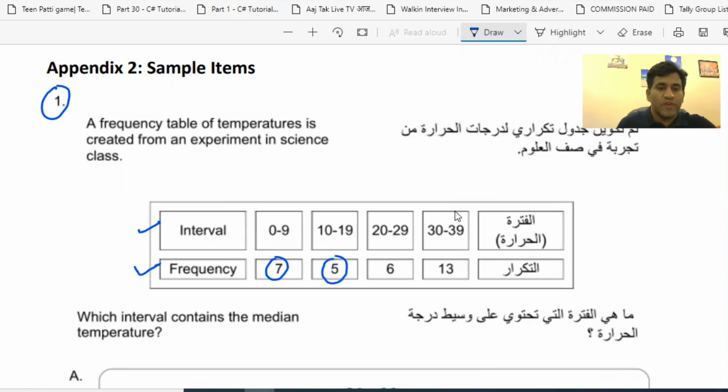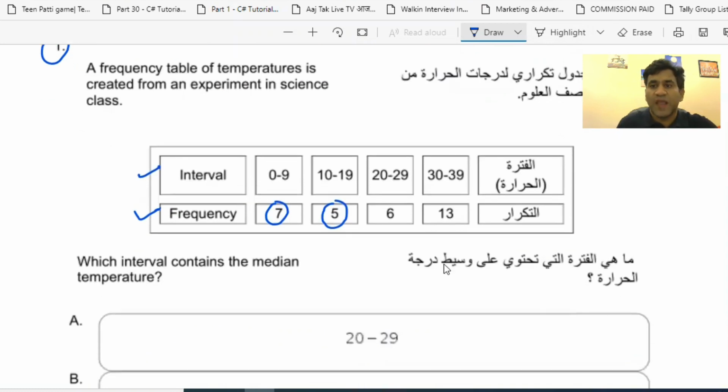Now the question is, which interval contains the median temperature? While finding the median temperature, I need to add the frequencies first, to find out how many times the temperature has been counted in total. If you add it, 7 plus 5 plus 6 plus 13: 7 plus 5 is 12, 12 plus 6 is 18, 18 plus 13 is going to be 31. So in total, in this experiment, the temperature has been counted 31 times.